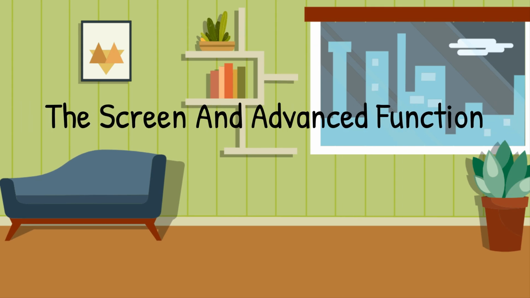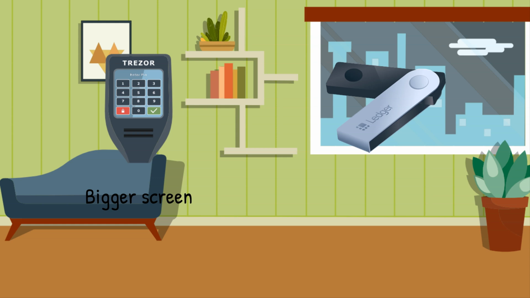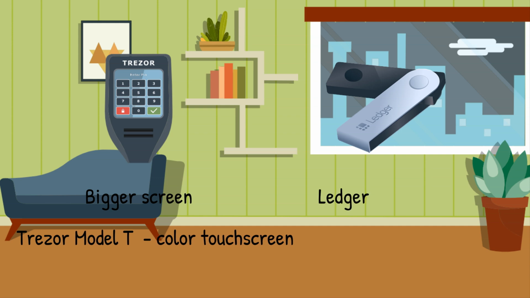The screen and advanced function. Trezor has bigger screen than Ledger, making it easy to read without scrolling by pressing button. Trezor Model T has color touchscreen, while Ledger Nano X can enable Bluetooth to pair with smartphone.